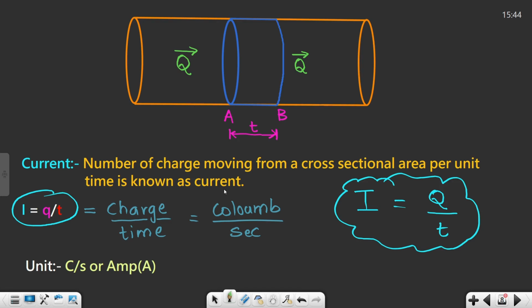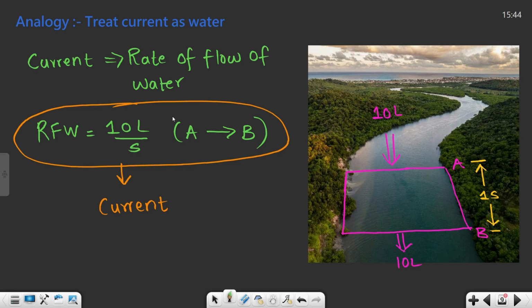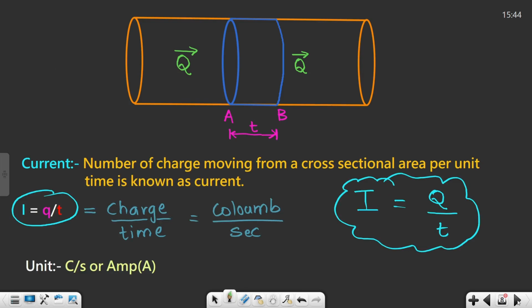So instead of just mugging the definition, it becomes pretty easy when we take the help of the water analogy. What is current? It is nothing but the rate of flow of water. Forget about this definition, right? How much amount of water is coming and leaving in that particular given area, and how much time it takes. That exactly defines the current, the rate of flow of water. The number of charges, in our case the amount of water, moving through a cross sectional area per unit time is known as current. Simple, right?